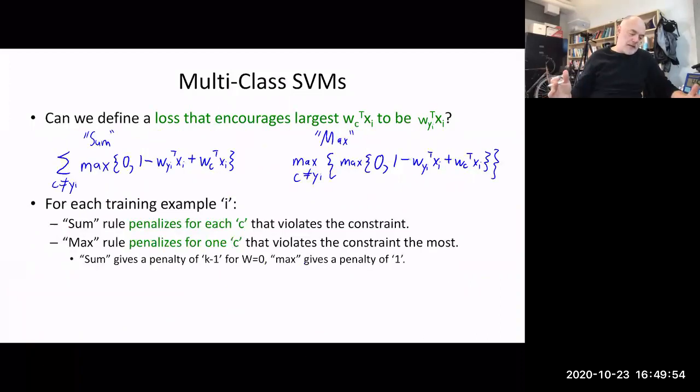So that's what a multi-class SVM is basically. For each training example, the sum rule penalizes for all the classes C that violate the constraint, and the max rule penalizes for the one C that violates the constraint the most. So the sum gives a penalty of k minus 1 for w equals 0. Max gives a penalty of 1.